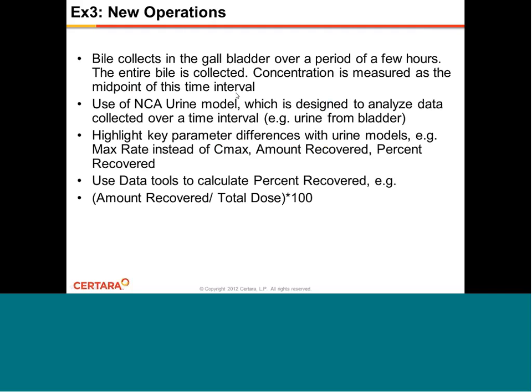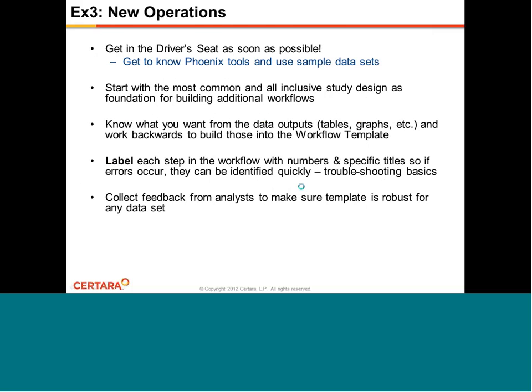And the model type that supports this in Phoenix is the urine model, designed to analyze data collected over a time interval. So it's a similar method. In the urine case, you're just collecting urine from the bladder over an interval instead of the bile. Highlight some key parameter differences with the urine models. For example, max rate instead of Cmax, amount recovered, and % recovered. And then use the data tools to calculate % recovered with respect to the total dose.